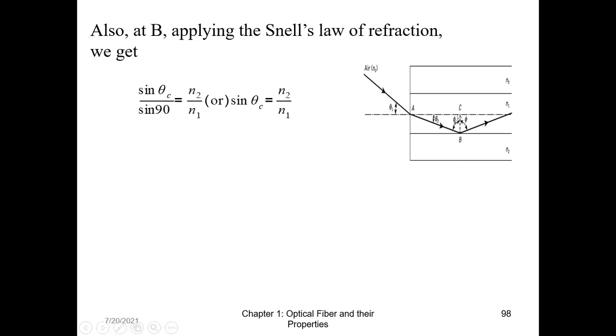Now we had already said that the acceptance angle is theta A, and the critical angle of incidence is already there. So that's why we are taking phi c over here. Sine 90 is 1. So we have sine phi c, which is given by n2 by n1.